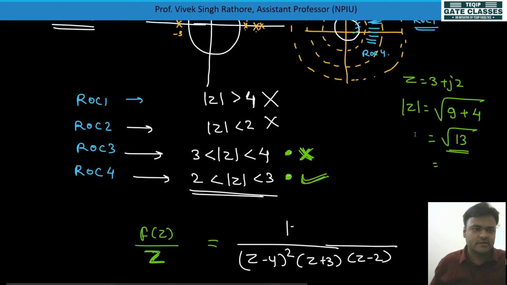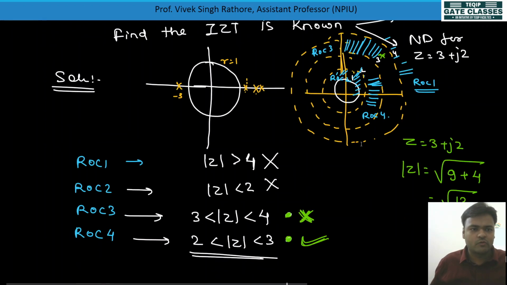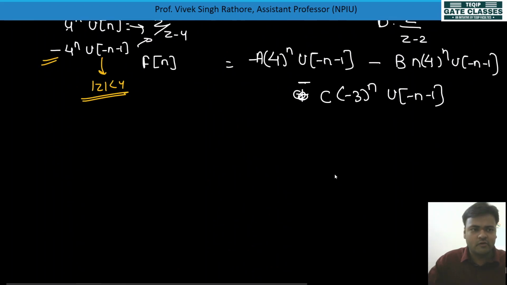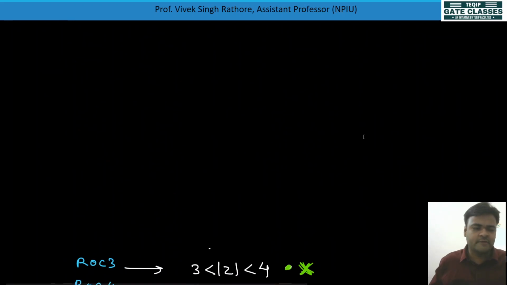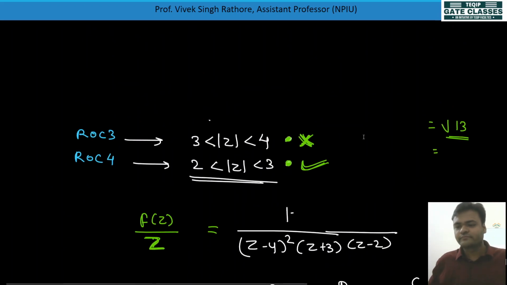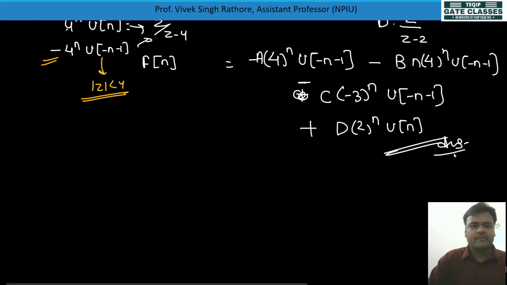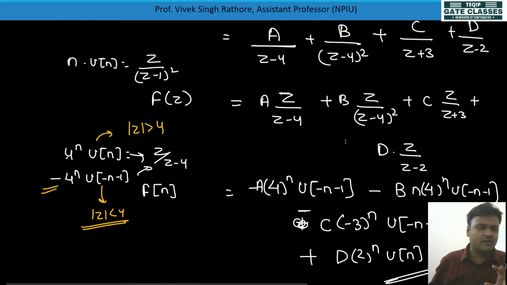for z minus 2 means pole at 2. So it will be outward, means u of n will be considered. So we'll take as d, and what values are there, z minus 2 value is there. So what we can keep here is 2 to the power n u of n. So this is the final answer which we wanted. How it came, see, and it is unique.